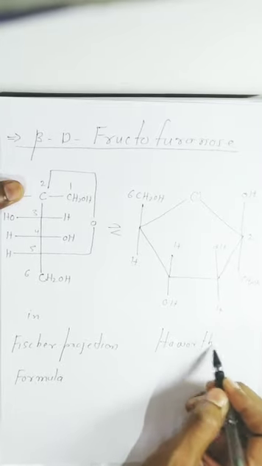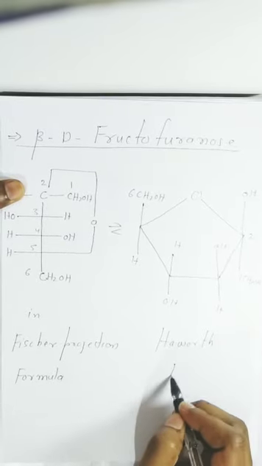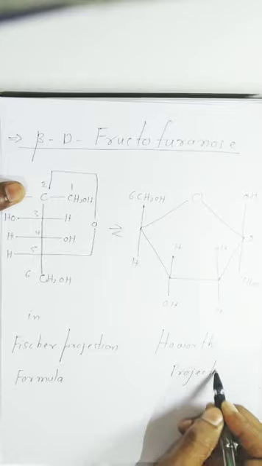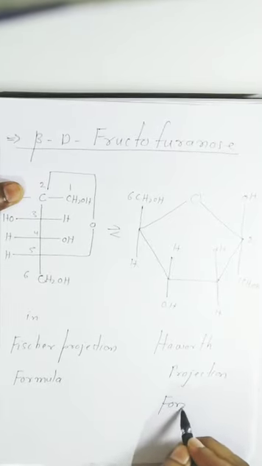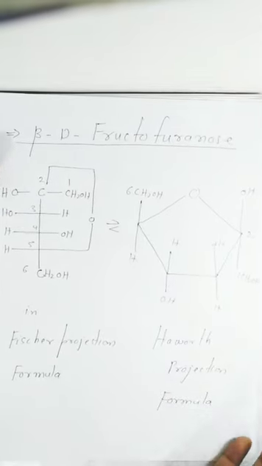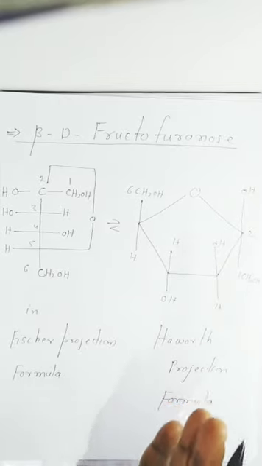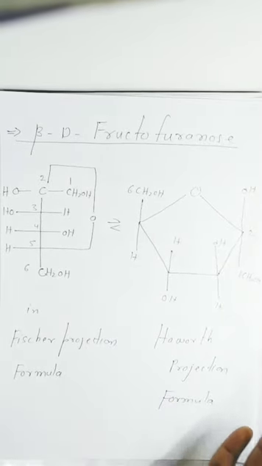This is the Haworth. Now it is in Haworth projection formula. This way we have converted all the alpha and beta D fructofuranose into the corresponding Haworth projection formula.